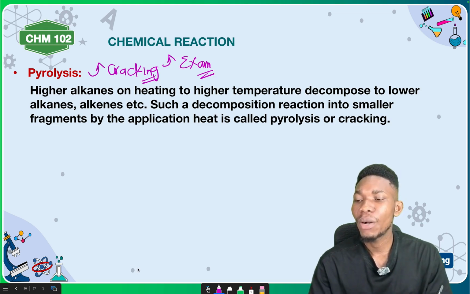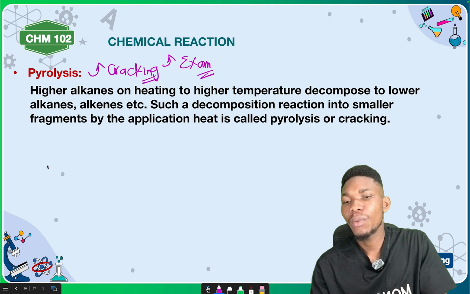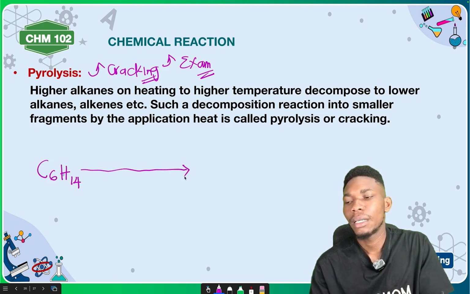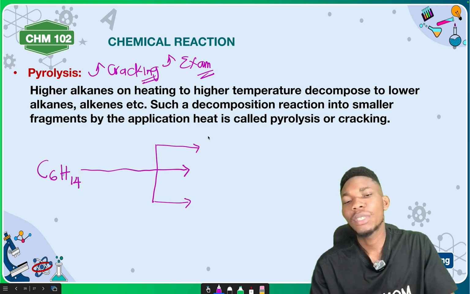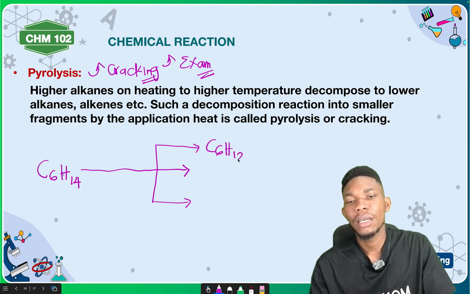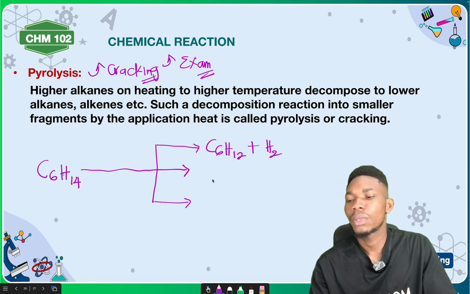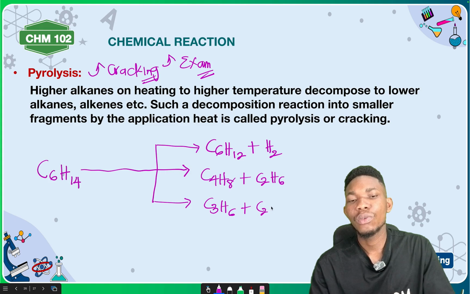Now, what happens in pyrolysis or cracking? For instance, let us say we have something like C6H14. Let me use this one to make an illustration. This is what happens in cracking. You have C6H12 plus H2, then C4H8 plus C2H6, and then we have C3H6 plus C2H4 plus CH4. You are going to be given a mixture of products.